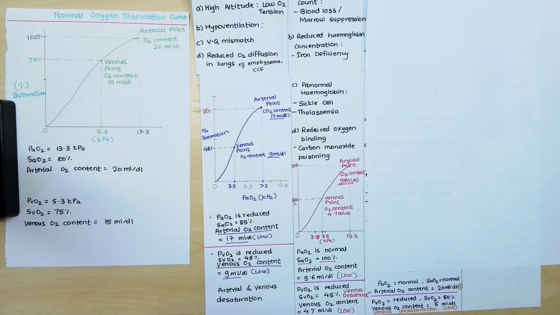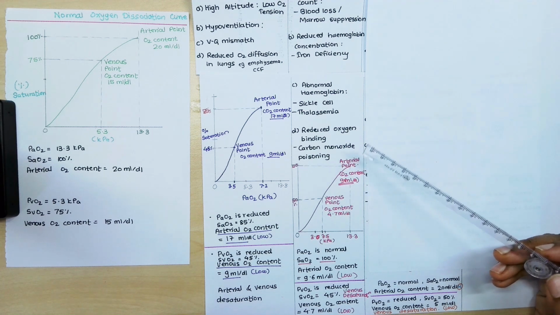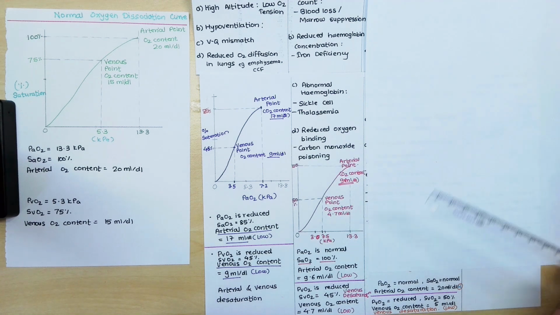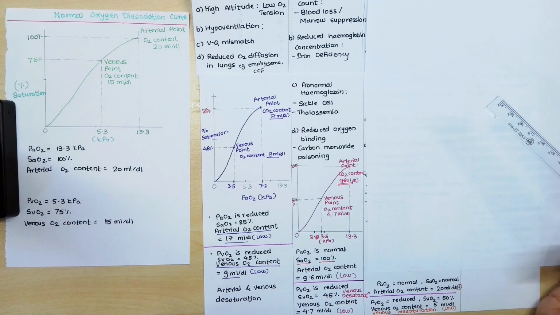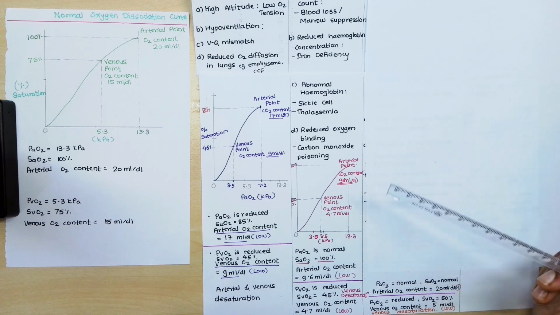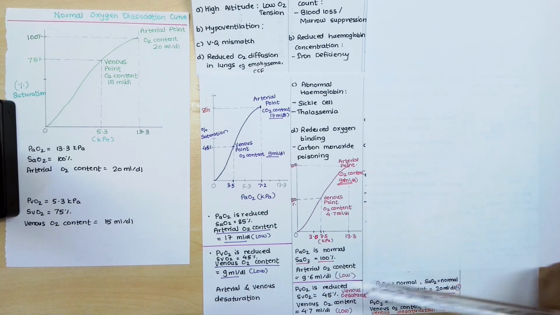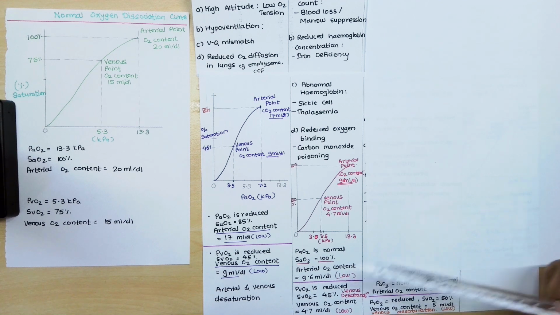Now let's discuss what happens to the oxygen dissociation curve in anemic hypoxia. The arterial point remains the same. The partial pressure of oxygen is normal, that is 13.3 kilopascal, which corresponds to the saturation of 100%. However, the arterial oxygen content is reduced to 9.6 ml per deciliter, round figure as 10 ml per deciliter.